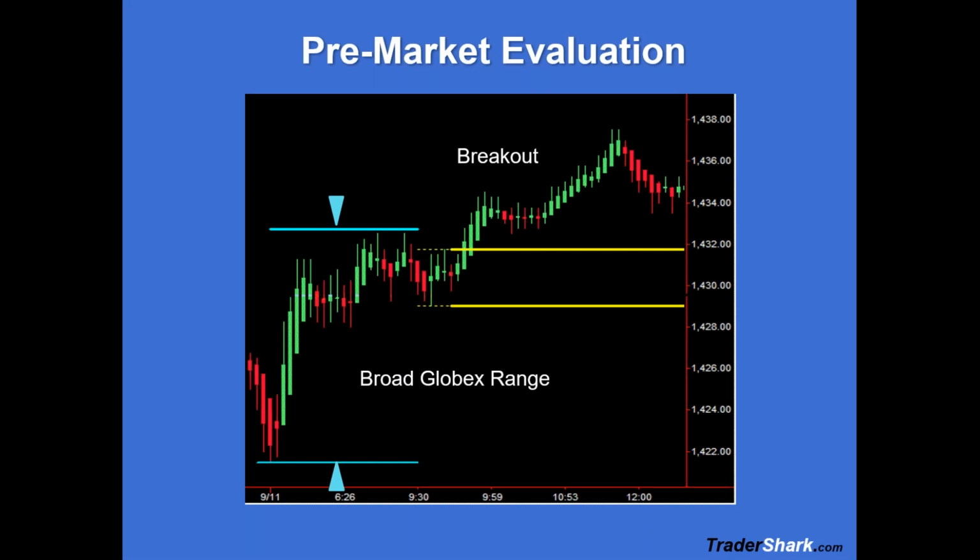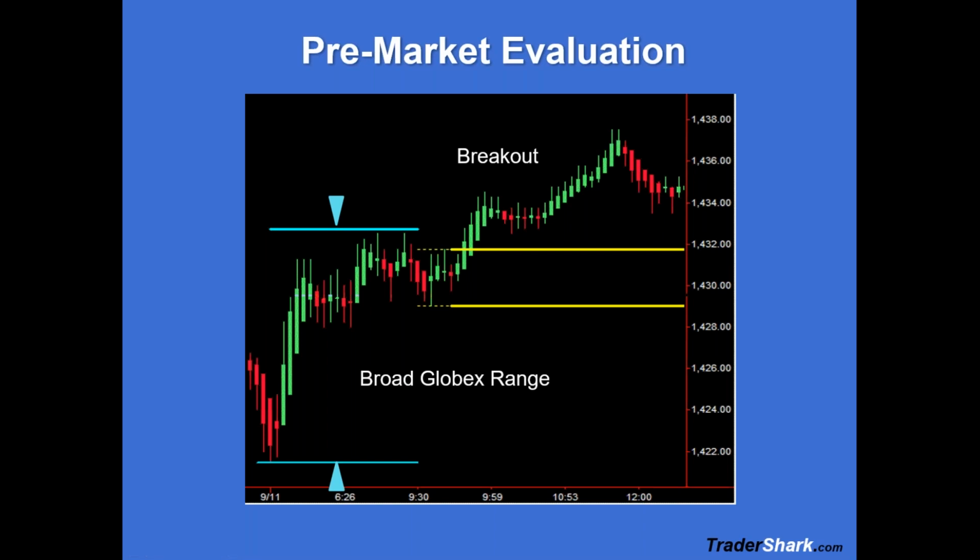Hey, the Globex range was, let's say, 14 points, but our opening range is only 5 points. Do you think that maybe we have the ability to spread another 9 points under that market? Perhaps, right? So if you take the high and low of the Globex range and you put that on this market here, you can see that this spread almost is to the distance of the breakout.